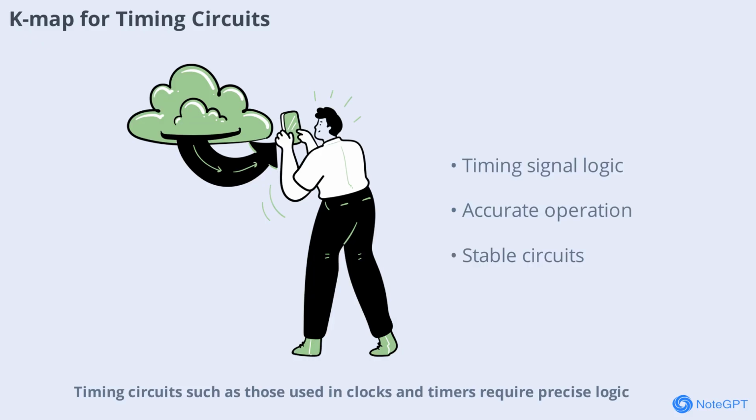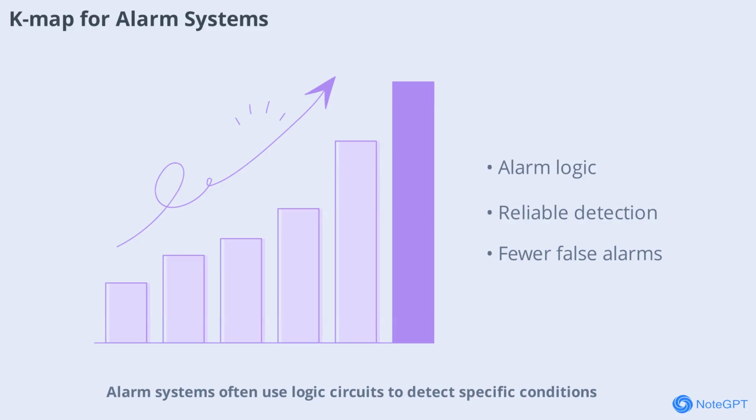Timing circuits, such as those used in clocks and timers, require precise logic. K-maps help minimize the logic for timing signals, ensuring accurate and stable operation. This is especially important in applications where timing accuracy is critical, such as communication and control systems. Alarm systems often use logic circuits to detect specific conditions. K-maps can simplify the logic needed to trigger alarms, making the system more reliable and easier to maintain. By minimizing the logic, you also reduce the risk of false alarms and improve response time.